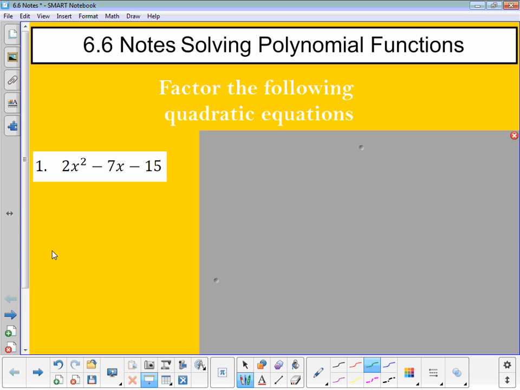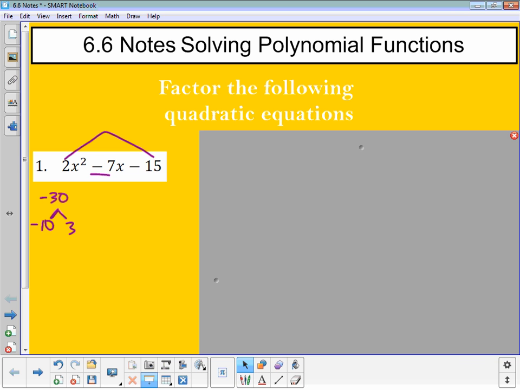In number 1, we need to factor 2x squared minus 7x minus 15. I first need to start by multiplying my first term and my last term, which gives me negative 30. And I want a product of negative 30 and a sum of negative 7. So the two numbers that give me that are negative 10 and positive 3.